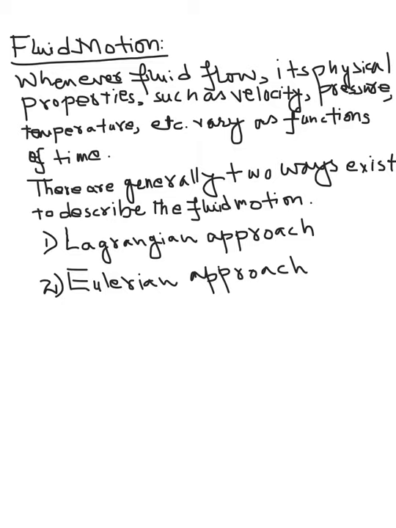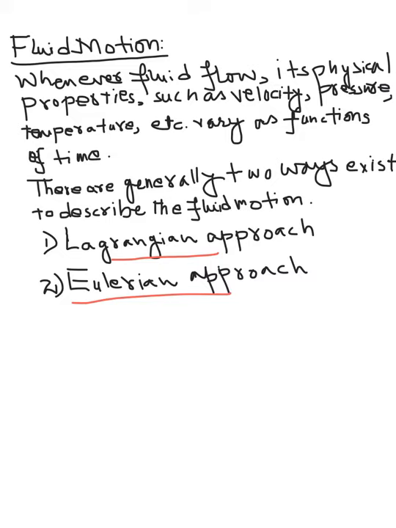There are generally two ways to describe the fluid motion. One is called the Lagrangian approach and the other is known as the Eulerian approach. In the Lagrangian approach, the observer follows all fluid particles and describes the variation around each fluid particle along its trajectory. So in this approach, we trace each particle individually. This can be described as sitting in a boat and drifting down a river.